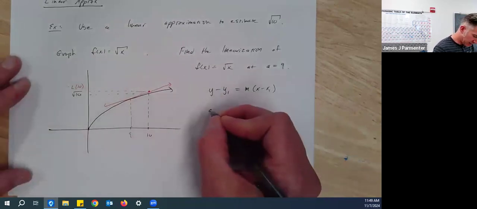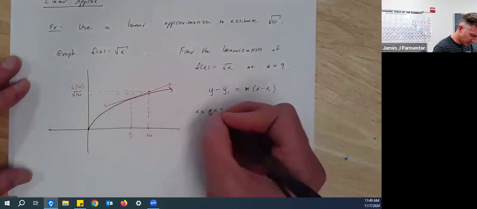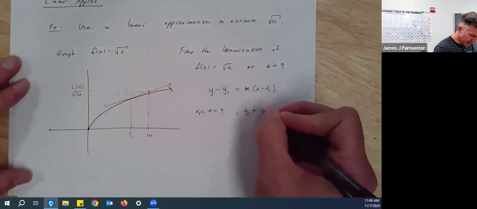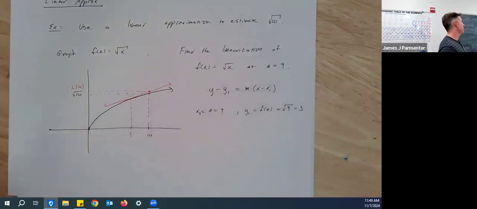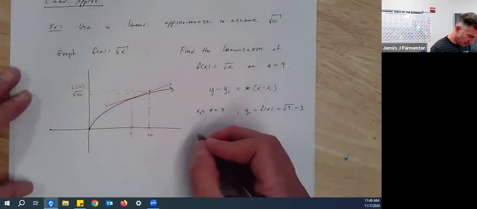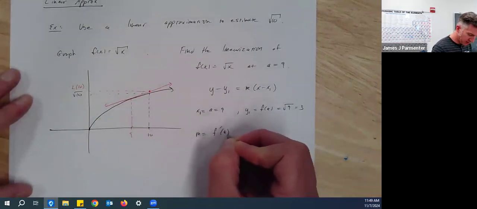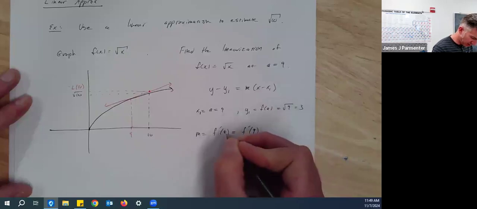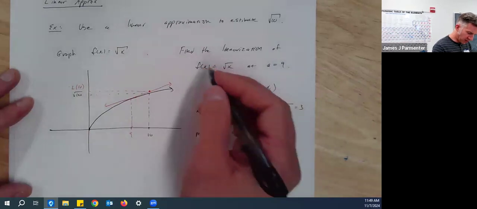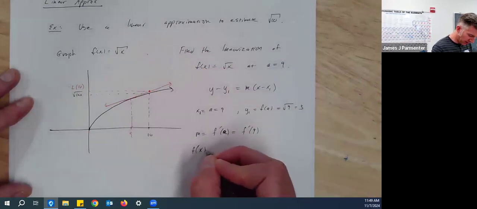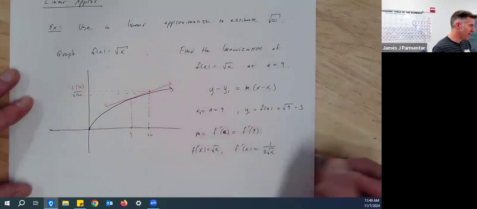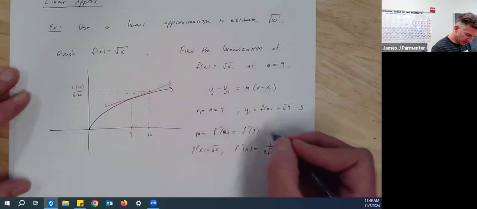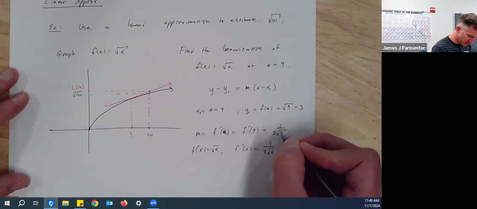Right, so my a is 9. My x1, I should say, is a, which is 9. My y1 is my f of a, which is the square root of 9, which is 3. And how do we find the slope of the tangent line? Take the derivative. So my slope here is going to be f prime of a, which is f prime of 9. Sorry, my a and my 9 look a little too similar there. If f of x is the square root of x, f prime of x is 1 over 2 root x, or 1/2 x to the negative 1/2. So then f prime of 9 is 1 over 2 times the square root of 9, which is 1/6.